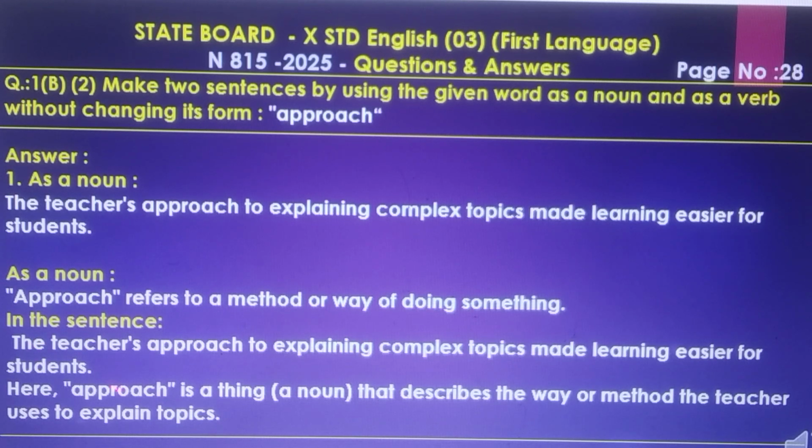In this sentence, the teacher's approach to explaining complex topics made learning easier for students. Here, approach is a thing, a noun that describes the way or method the teacher is using to explain topics.